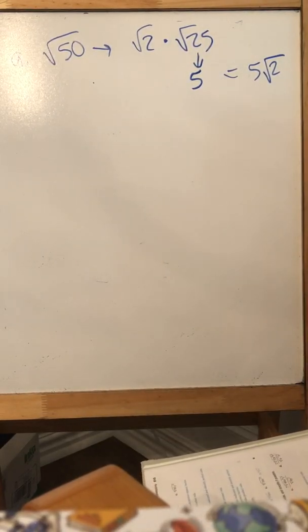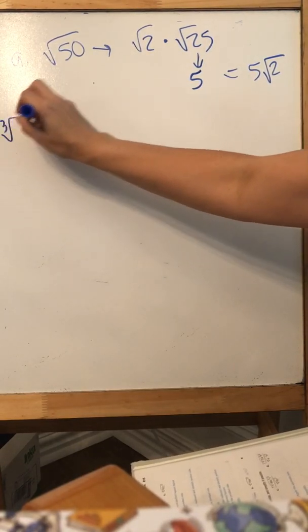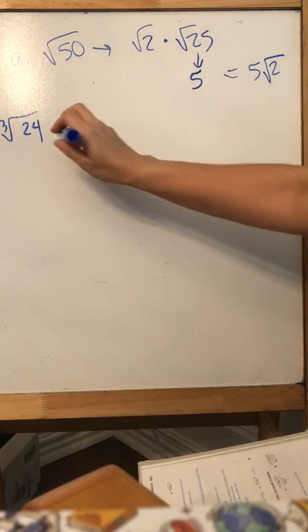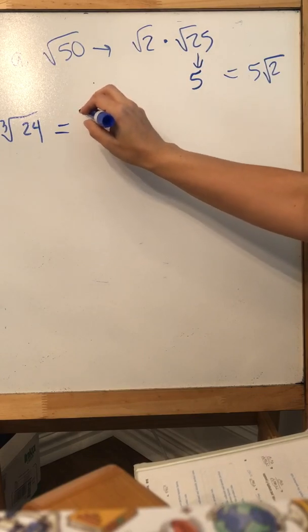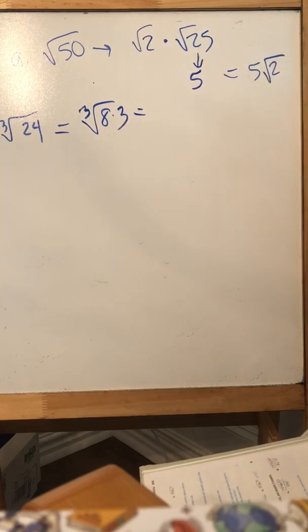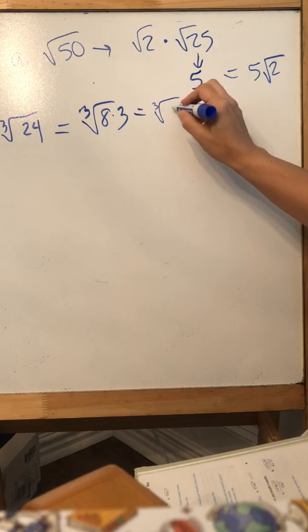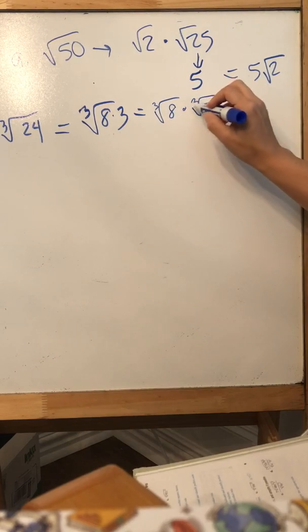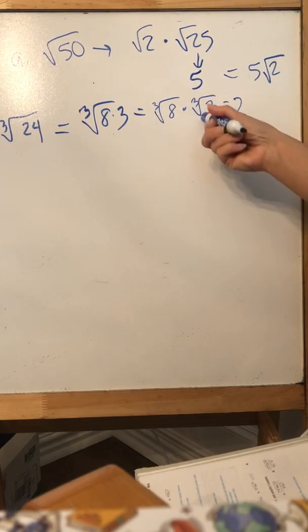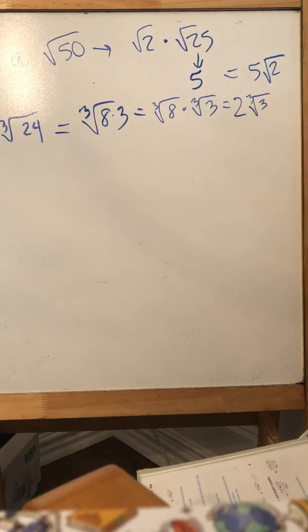B, we have cube root of 24. So that can be simplified to the cube root of 8 times 3. Actually, before I do that, let's separate it out here. Cube root of 8 times cube root of 3. So now we know what this is. It's 2, and this one can't be simplified anymore. So 2 times the cube root of 3.